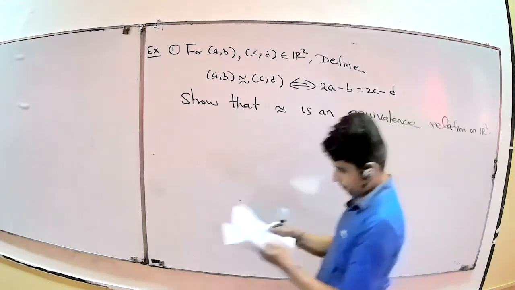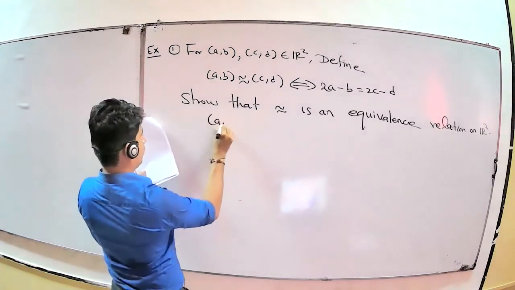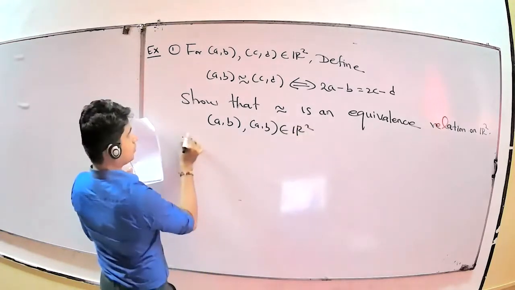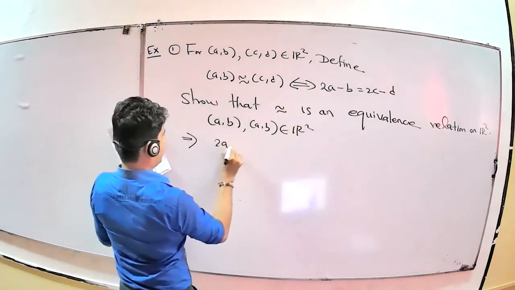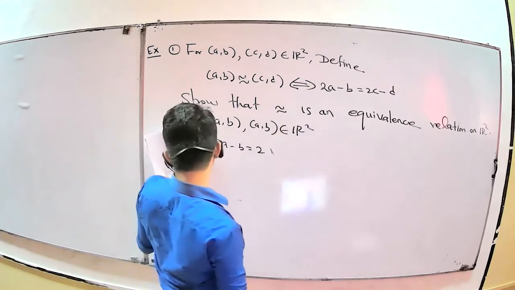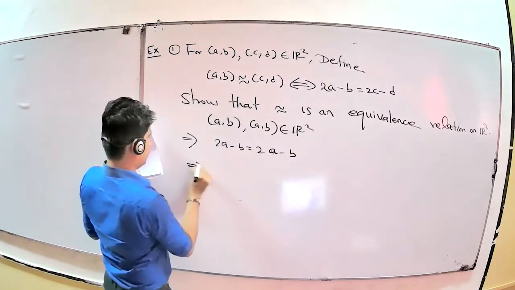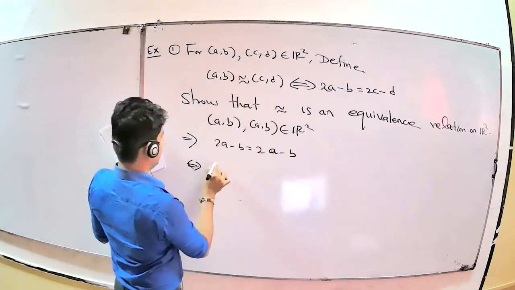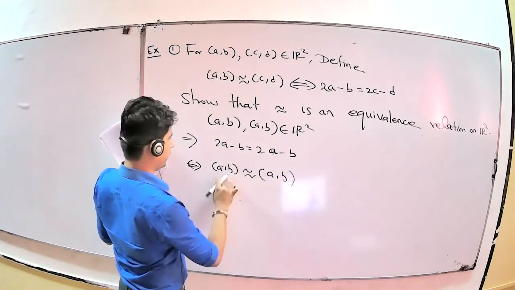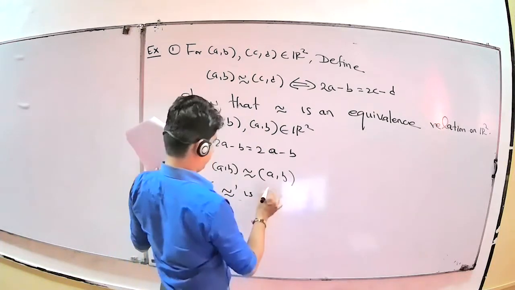First, take two elements. Suppose (a, b) belongs to R squared, which means 2a minus b equals 2a minus b. If and only if this condition is satisfied, (a, b) is related to (a, b), again the same element (a, b). Therefore, this relation is reflexive.